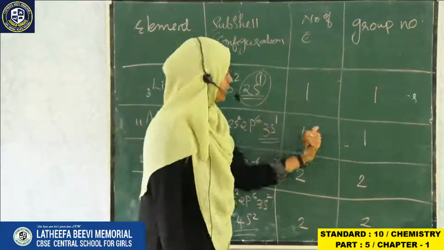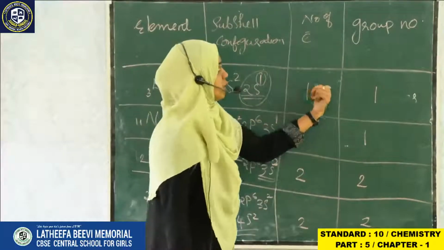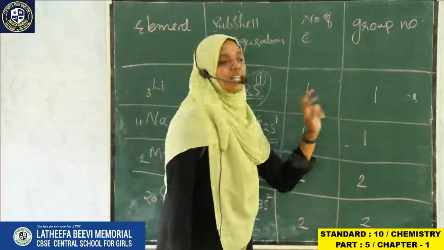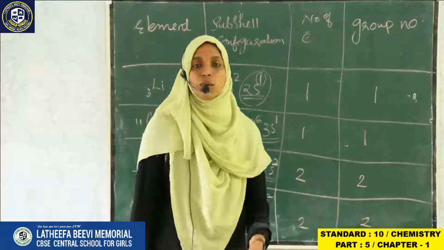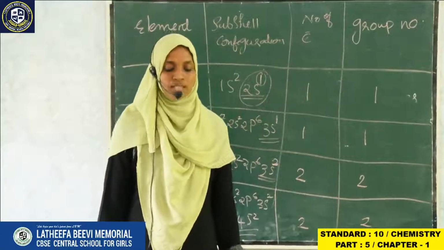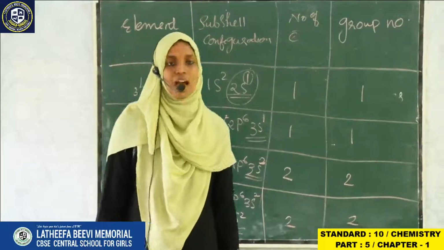So here we can see the number of electrons in the subshell and group number. Here the number of electrons in the subshell and the group number is the same. For S block elements, what is the assumption here? For S block elements, the number of electrons in the outermost subshell will be the group number.